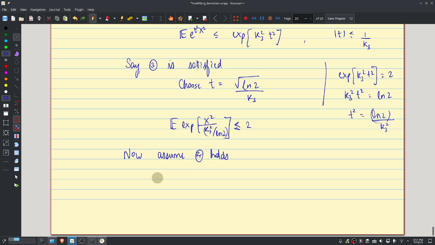Okay, so again, to prove 1 from 4, I'll have to rely on some bounds on the exponential. So you can show that e to the power x can be upper bounded by x plus e to the power x square for all x.